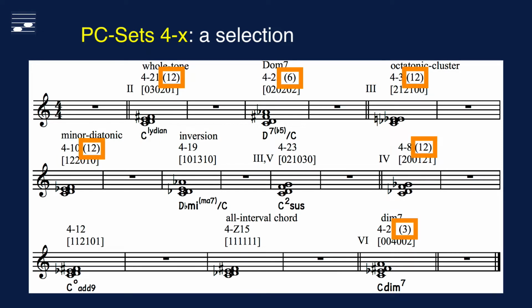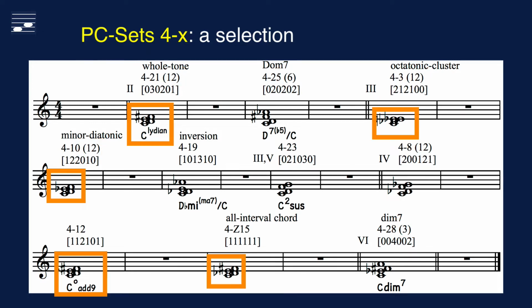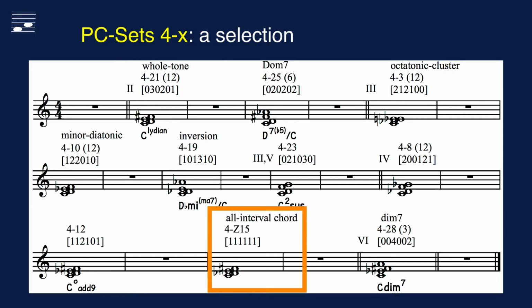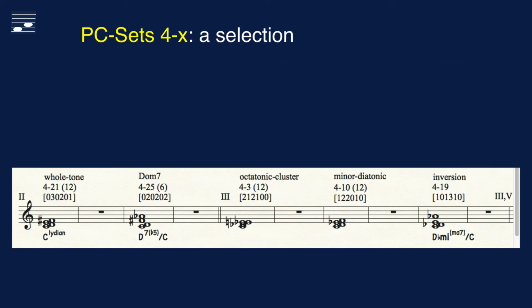Some structures have symmetry, therefore limiting the number of unique transpositions, such as the whole tone cluster 421, which has 12 unique instances. Note the occurrence of cluster-like chords, that is, with high number values for N1 and N2, and the so-called all-interval chord 4Z15 with interval vector 111, 111, of which we find 2 companion PC sets with a Z label. Let's listen to this selection presented in staff notation and as a pitch class disc diagram.